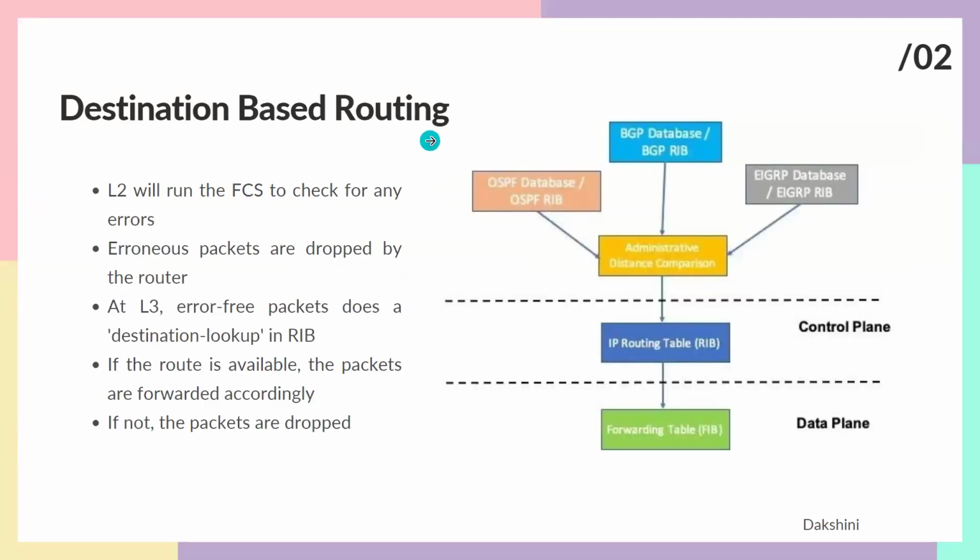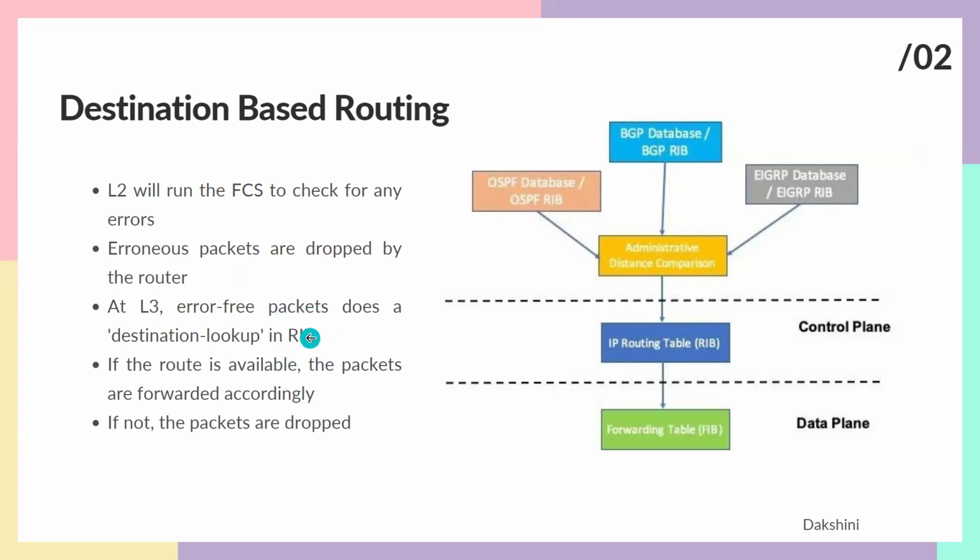So the moment a router receives any packet, the first thing the router does is check for errors. This is done by layer 2. If you know the layer 2 header, we have something called FCS, the frame check sequence. Layer 2 will run the FCS to check for any error. If it finds any error, the packet is dropped by the router. The error-free packets do a destination lookup in the routing information base, correct?